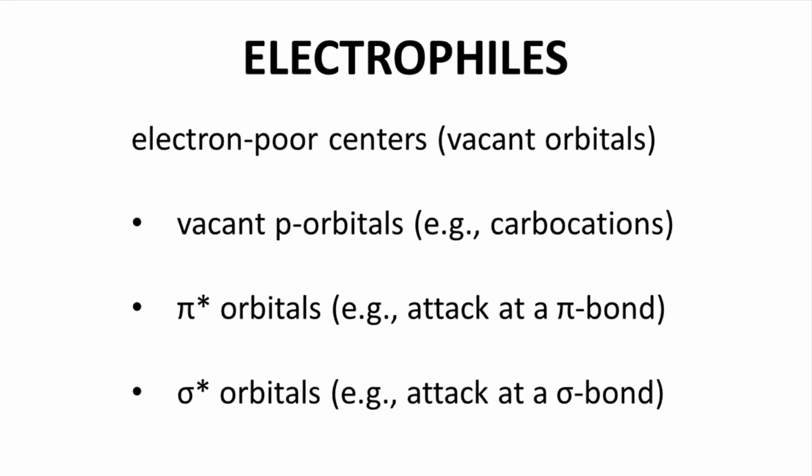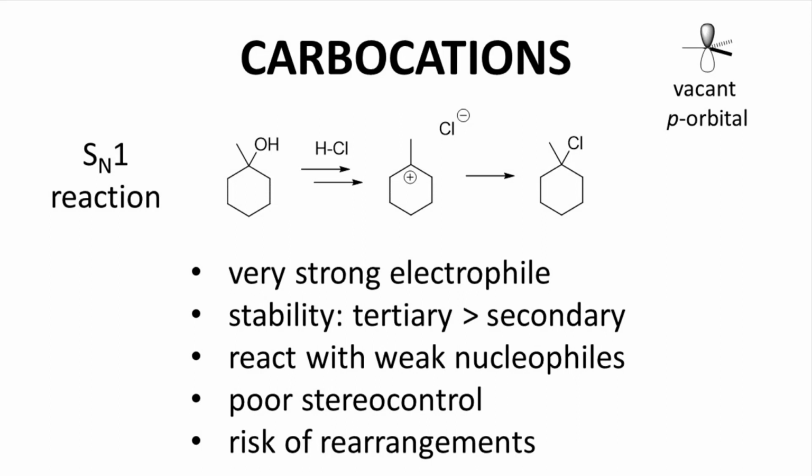Okay, let's see some of these electrophiles in reactions. Carbocations are most often encountered with the SN1 reaction. You normally have some kind of leaving group leave. In this case, the leaving group will be a protonated alcohol that forms a carbocation. The carbocation is a fantastic electrophile. It is a vacant p orbital with a positive charge on carbon.